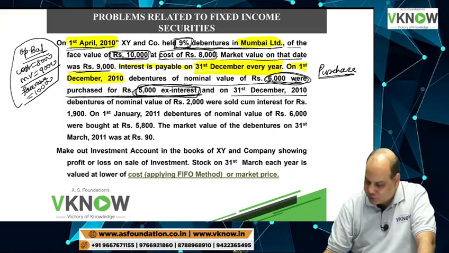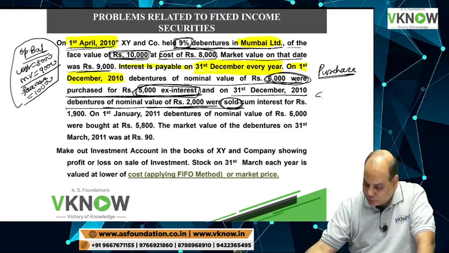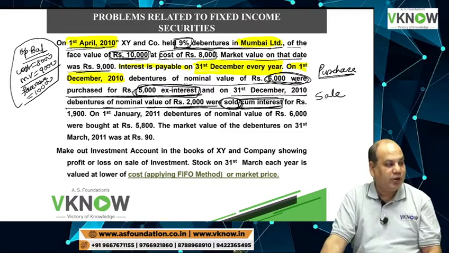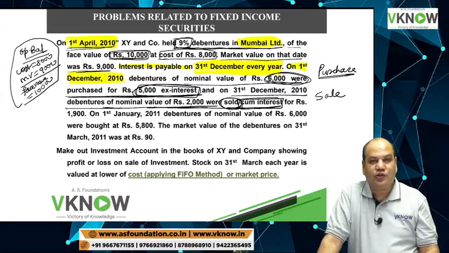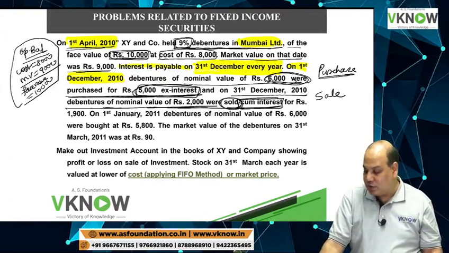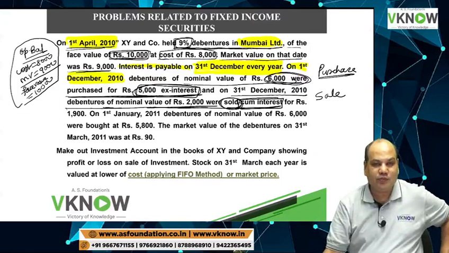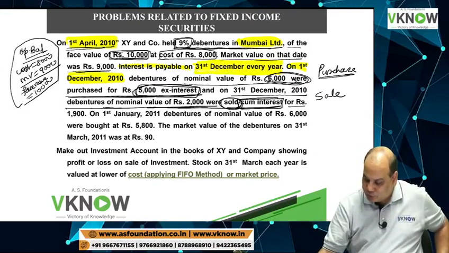And on 31st December, debentures of nominal value 2000 were sold. There is a sale transaction also. Sale is on cum interest basis. Cum interest basis means the buyer will pay interest to the seller, and the interest is already included in the price of rupees 1900.